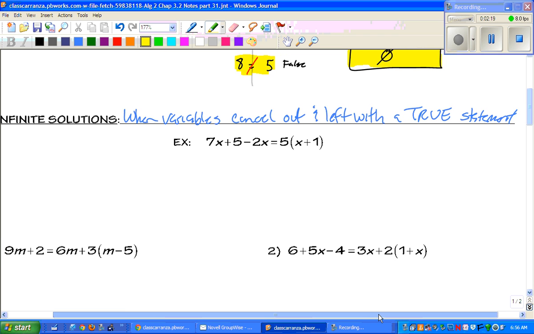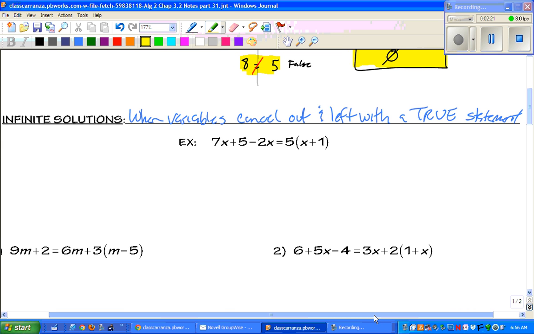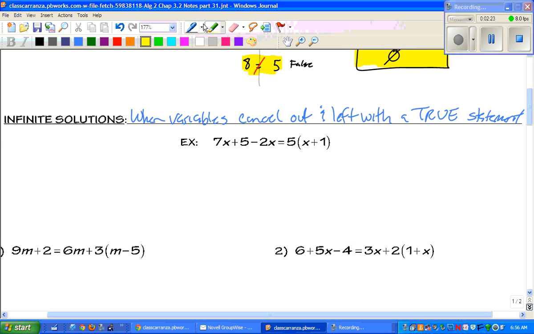All right, let's look at infinite solutions. Infinite solutions are when the variables cancel out and you're left with a true statement. On the left side, let's combine our like terms. We get 5x plus 5. We need to distribute on the right-hand side, and we get 5x plus 5.